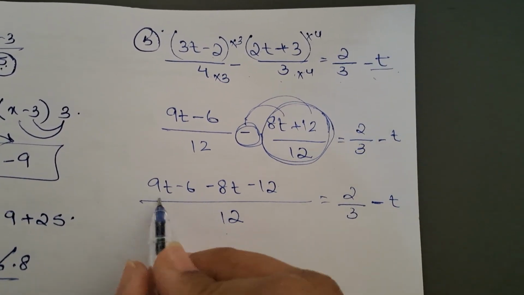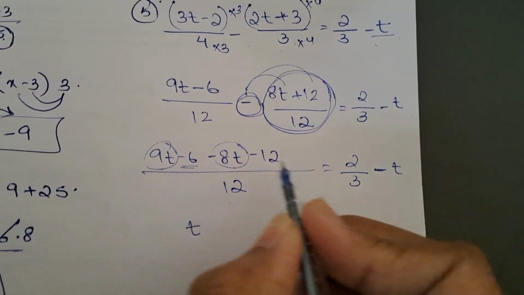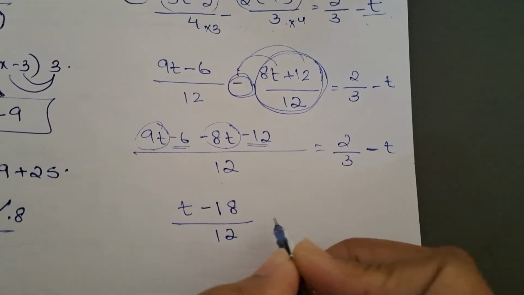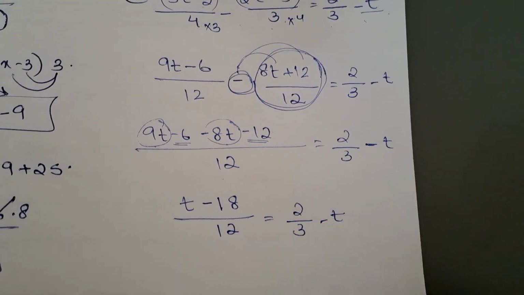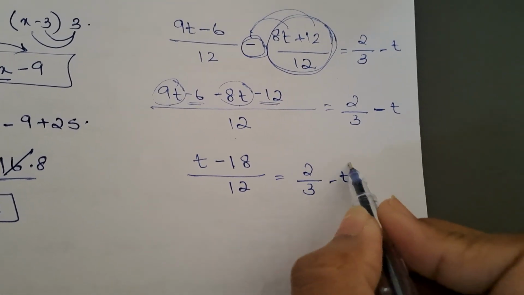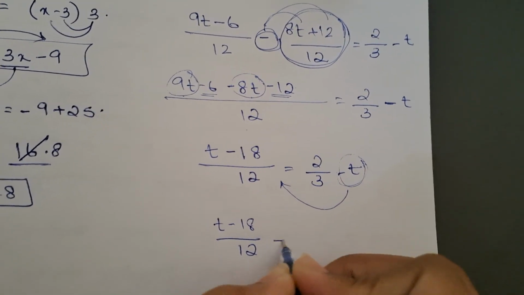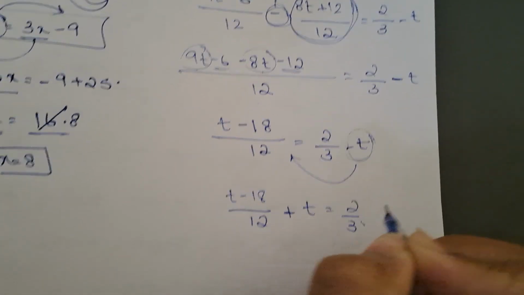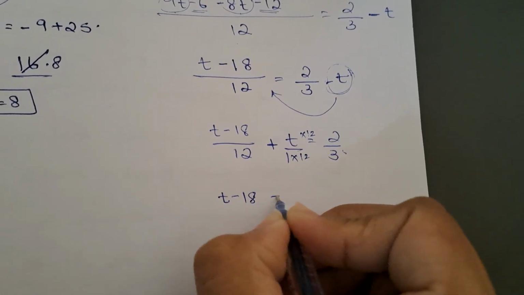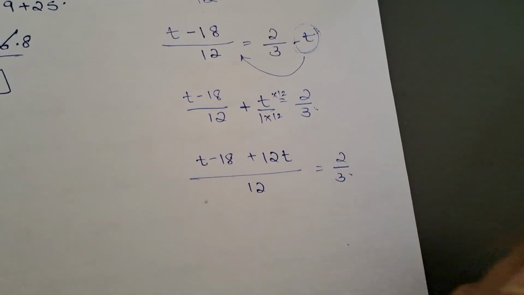It becomes, then this t and this t term will be simplified. It becomes t. This minus 6 minus 12 term will be simplified again. It becomes minus 18 by 12 is equal to 2 by 3 minus t. Okay, now here what I can do is I can bring this t towards this particular side. t minus 18 by 12 plus t is equal to 2 by 3 is what I get here. No denominator, so multiply by 12 in the numerator and denominator. t minus 18 plus 12t by 12 is equal to 12 by 3, 2 by 3.